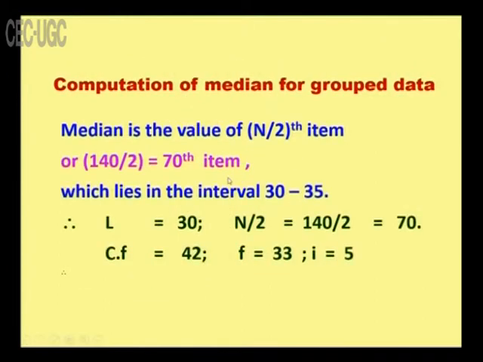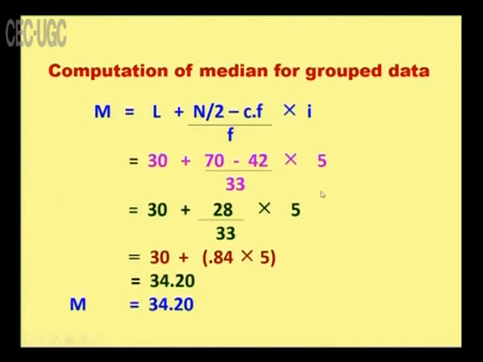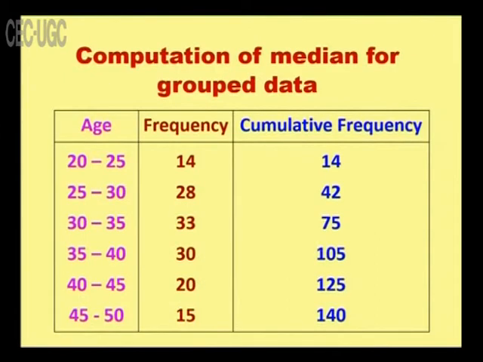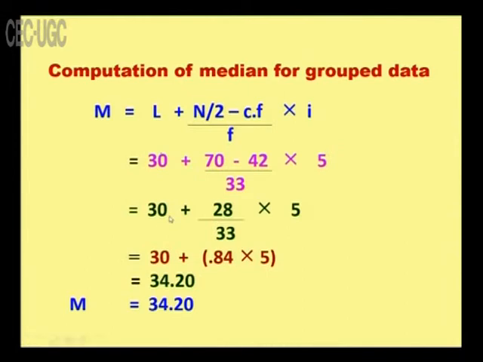As we have already discussed, the median is lying in the interval 30 to 35, and therefore exactly 34.20 is lying in between 30 to 35, and therefore as we have already seen, it is the median class. And therefore, my dear friends, by using this formula we can find out the median for some grouped data.